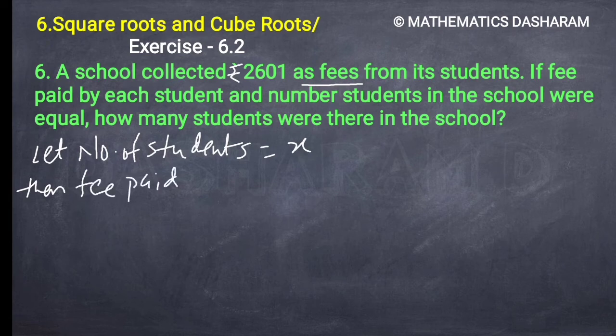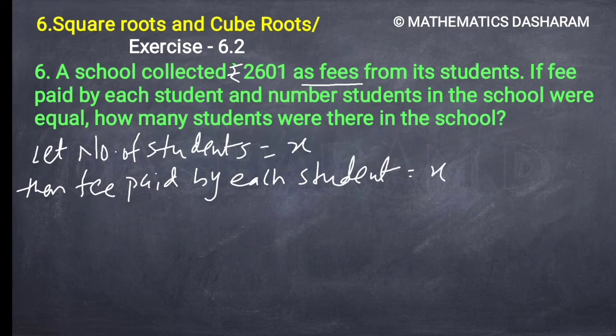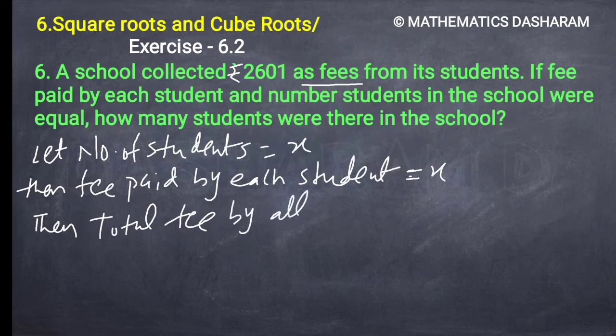paid by each student, it is equal to what? It is also x, because the number of students is how many are there, so that much fee they are paying in the school. So then total fee by all students equals what? Total how many students are there? x students are there, and each student how much money are they paying? x rupees. So their multiplication will be equal to the total fee by all students.